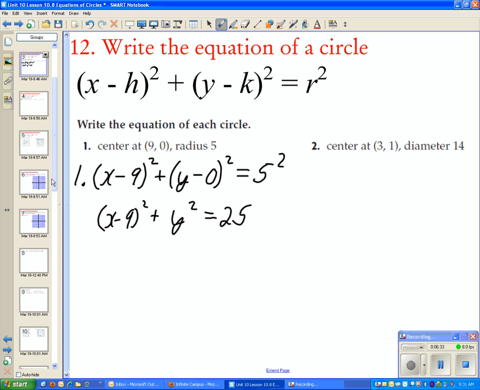Because if I square that x minus 9, then it's no longer in this standard form. There's nothing wrong. I mean, there are other forms of the equation, but all we're going to learn is standard form, so leave it as x minus 9, quantity squared.